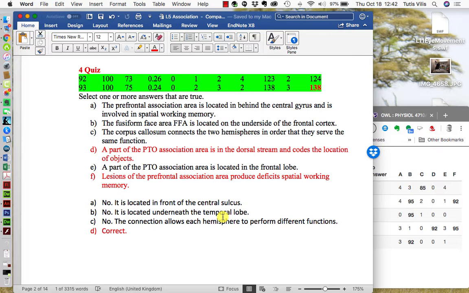Again, select one or more answers that are true. D and F are the ones that are true. Some people chose A as the true one. The prefrontal association area is located behind the central gyrus. Now, the central gyrus is this thing down the middle of the brain. It separates the frontal lobe from the parietal lobe, and the prefrontal association area would be in the frontal lobe. So that isn't true.